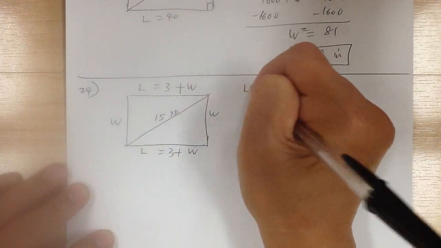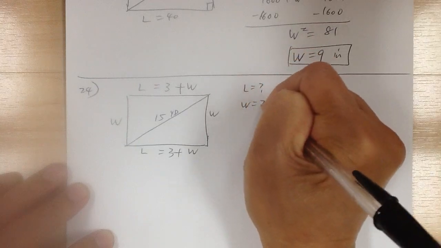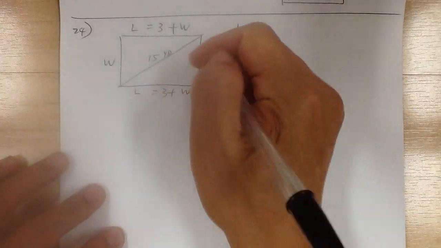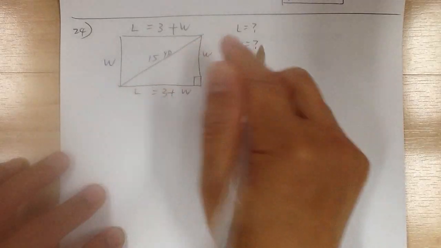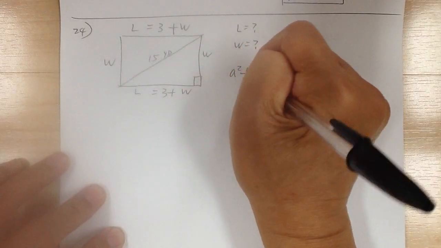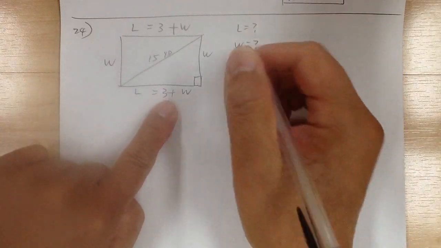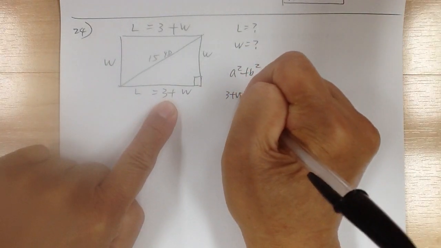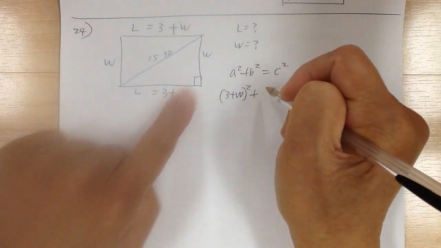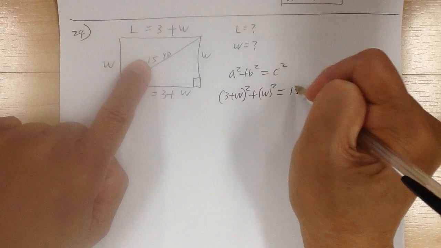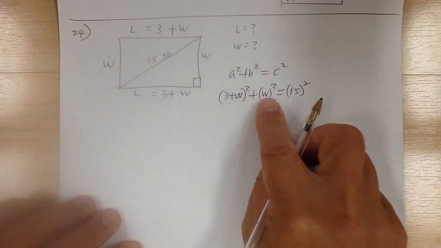Dimension means you're looking for the length and you're looking for the width. So you can use your Pythagorean Theorem, right? Because this is a right triangle. So you're going to have a squared plus b squared equal to c squared. So a is this side, so it would be 3 plus w, squared. And b is this side, so it would be w squared. And c is this side. So you can let your a, b, c.